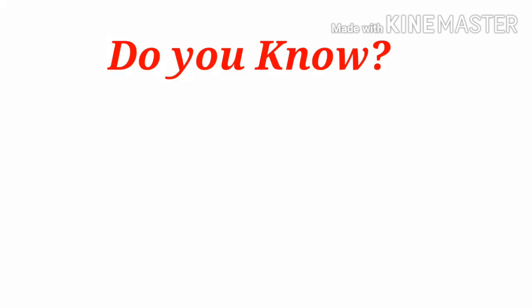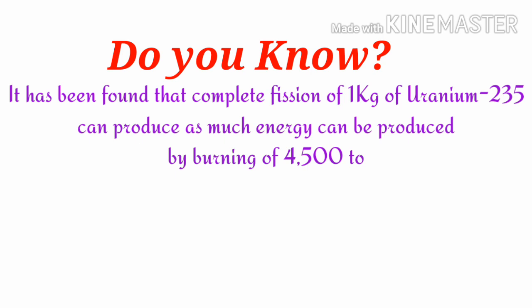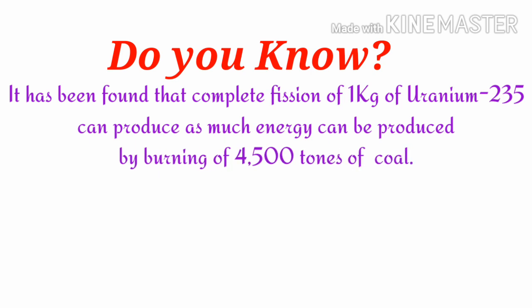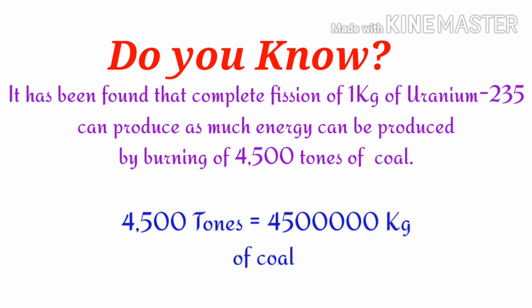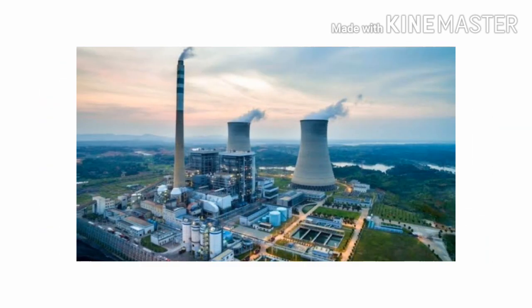Do you know, complete fission of 1 kilogram of uranium-235 can produce as much energy as can be produced by burning 4,500 tons of coal. It means we have to burn 4,500,000 kilos of coal. So this was all about the working of a nuclear power plant.